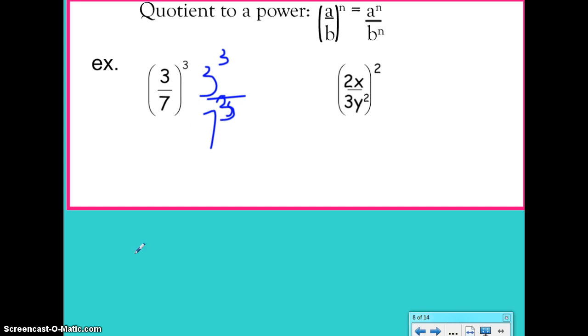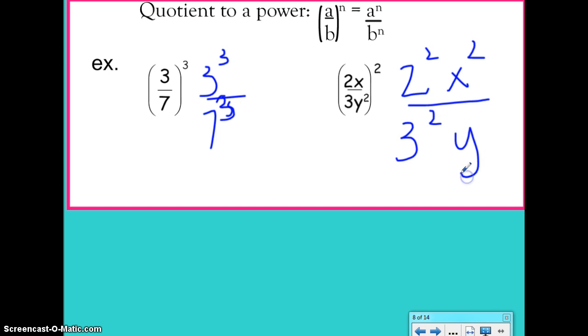All right, so we give the squared to everything. 2 squared x squared over 3 squared y to the fourth. Now, how did I get the y to the fourth? Because I did 2 times 2. So then I work it out. 2 squared is 4. The x squared stays. 3 squared is 9. Y to the fourth. That's my answer.